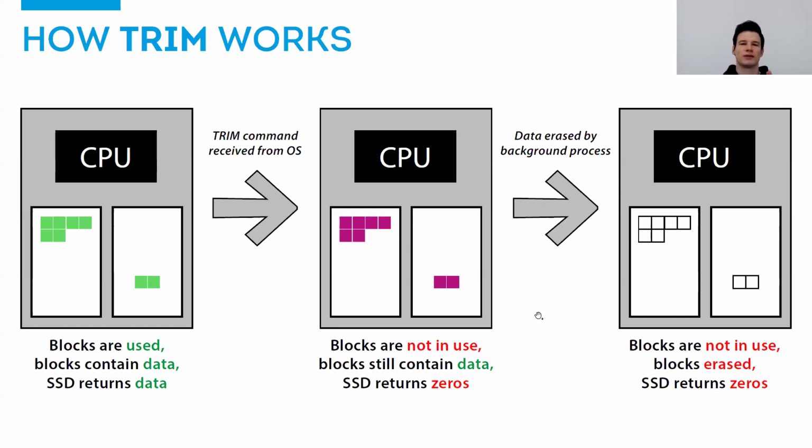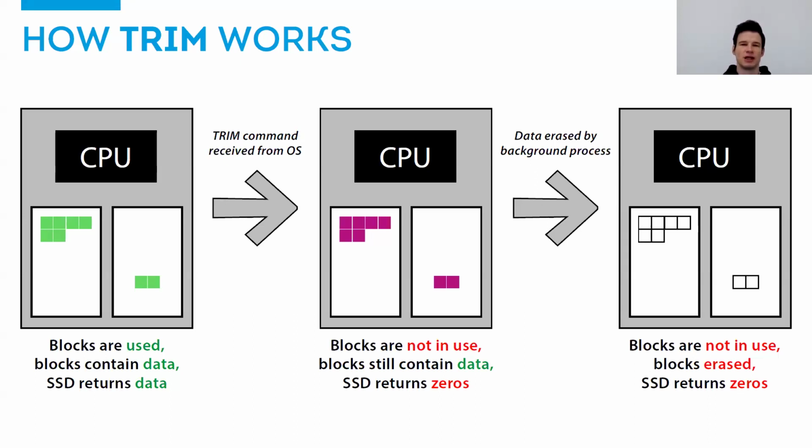So we need to find the difference between the second position, where blocks are not in use because the SSD forgot about them, but they still contain the data, and the situation when the blocks are not in use and they are completely erased because trim has already done its job. So this is the key thing.